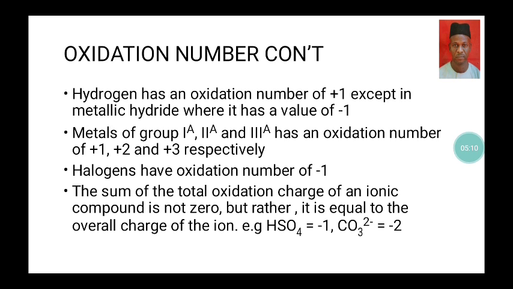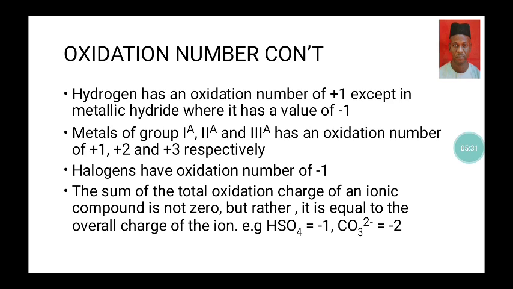Metals of group 1A element, 2A element, 3A element have an oxidation number of +1, +2, and +3 respectively. Halogens have oxidation number of -1. Examples of halogens are chlorine, bromine, iodine, and fluorine. These are all examples of halogens.